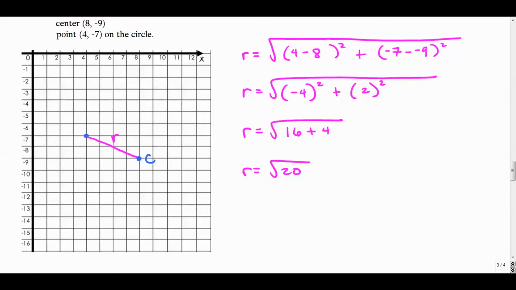In our circle formula, we actually want to take radius squared. So if you square that, you just get 20. The square root of 20 squared is just 20. (x minus h), h is 8, plus (y minus k), which is actually a +9. And there's your circle equation.